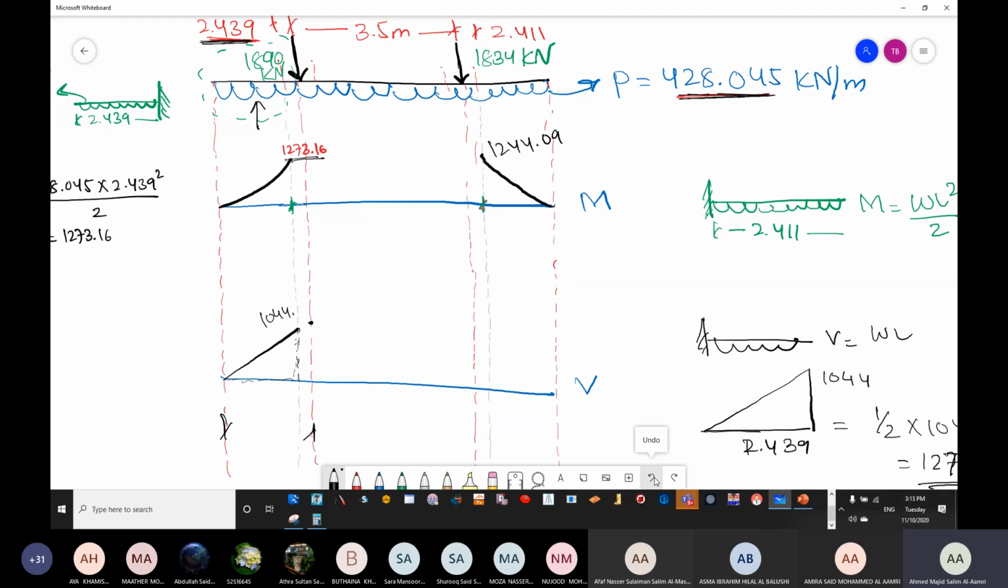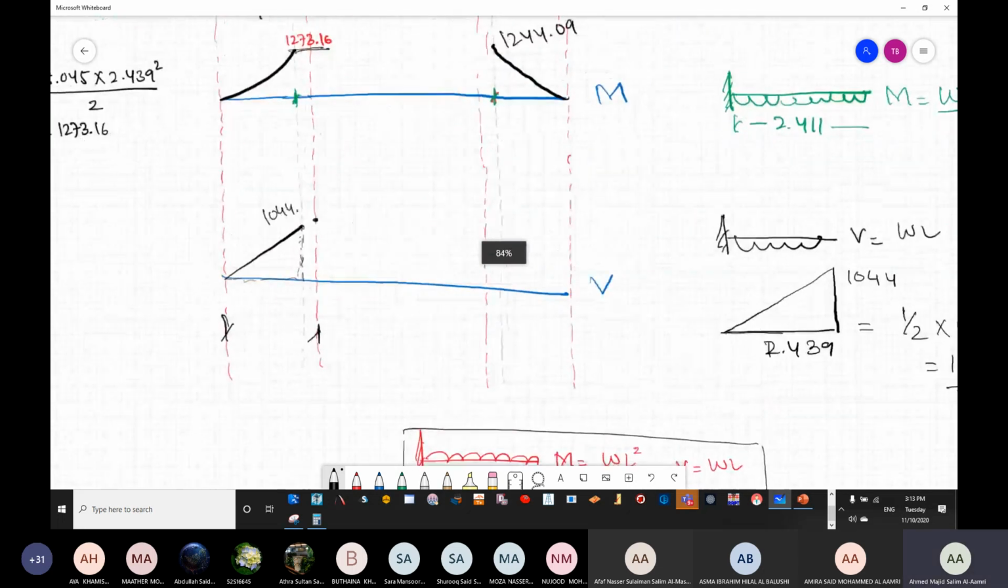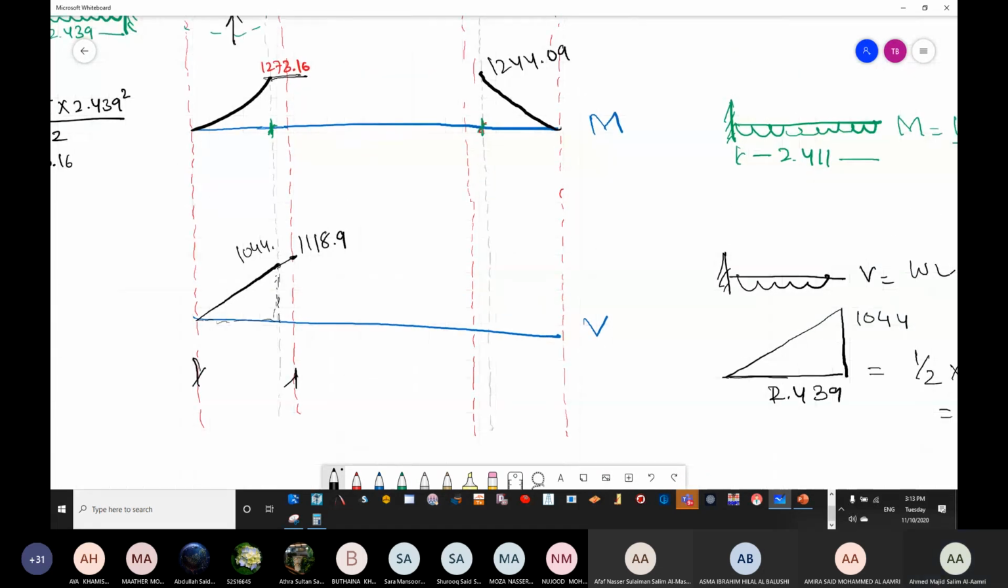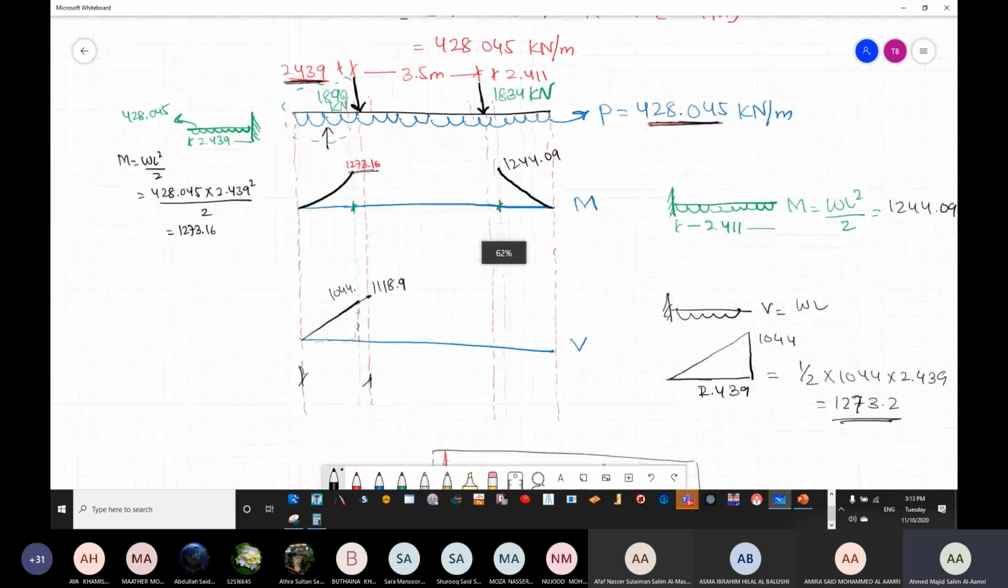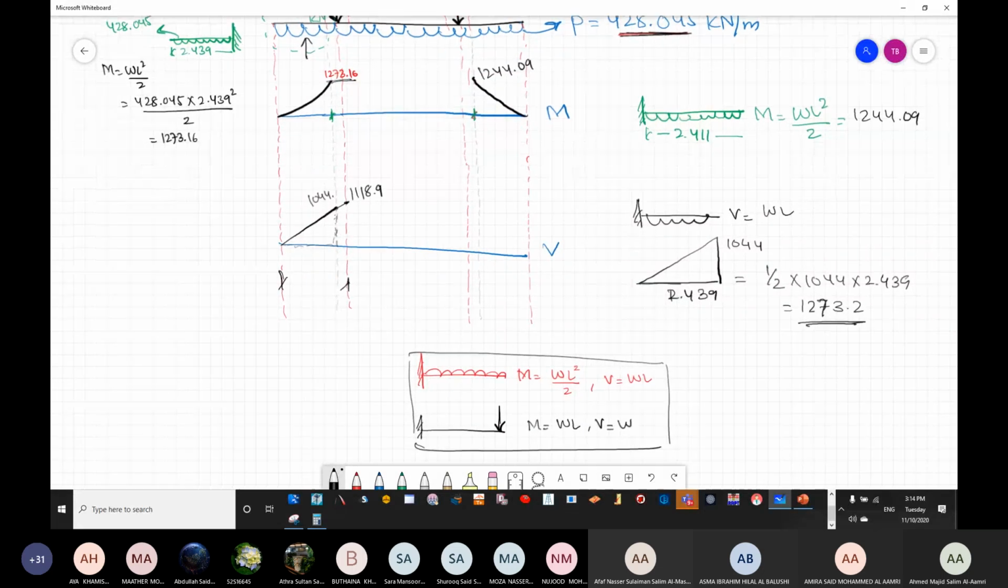I don't want the length. Give me the total loading. I'm asking for the loading. How much is the loading? The total loading is going to go for around 1118.9, I believe. Okay, so 1118.9.